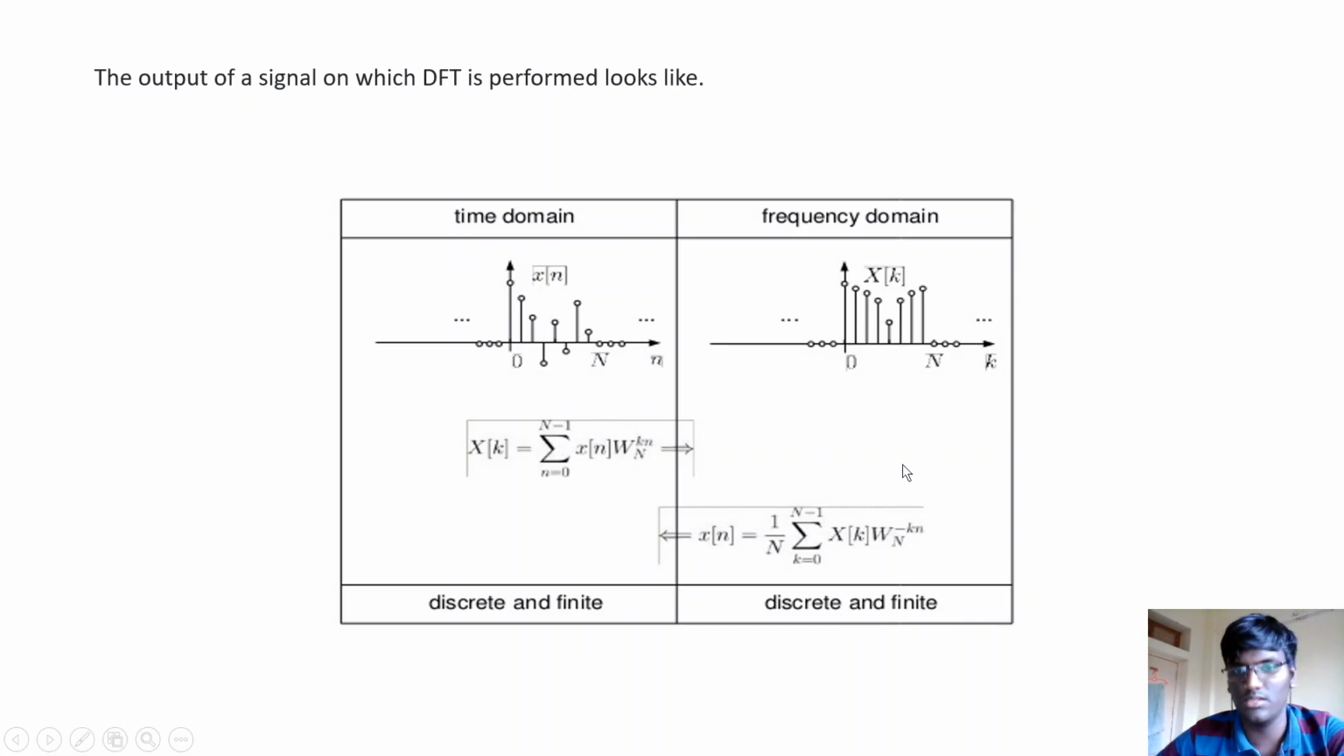The main difference between DFT and DTFT, discrete Fourier transform and discrete time Fourier transform, is that in discrete time Fourier transform, owing to the aperiodic nature of real life signals, the output in frequency domain is continuous, which is not the case in DFT. In DFT, the frequency domain output is also discrete, regardless of the aperiodic nature of the input x of n, a real life time domain signal.